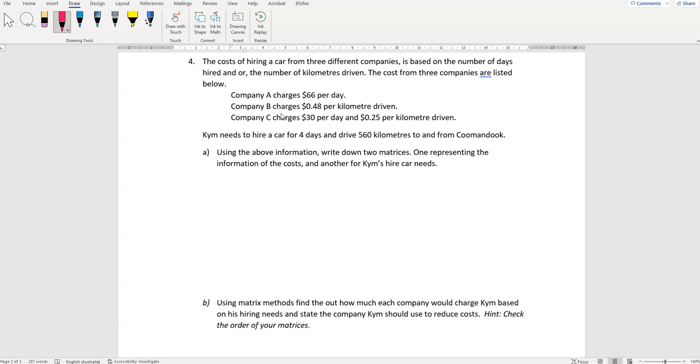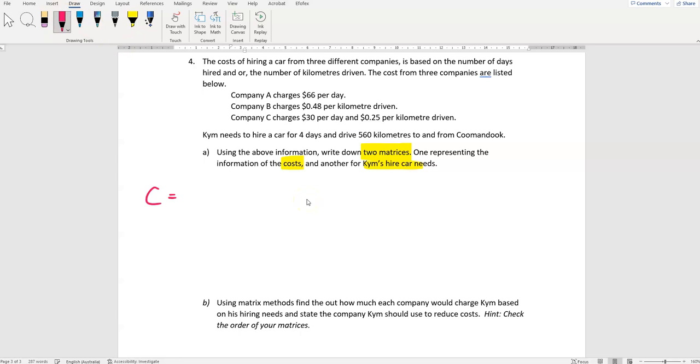So, there is also some information saying that this person called Kim needs to hire a car for 4 days. And he will drive about 560 kilometres to and from the town of Kumaduk. Right? Yeah, Kumaduk. Right. Now, using the information above, write down two matrices. One representing the information on cost, and the other matrix for the car hire needs. So let's go over the cost matrix.